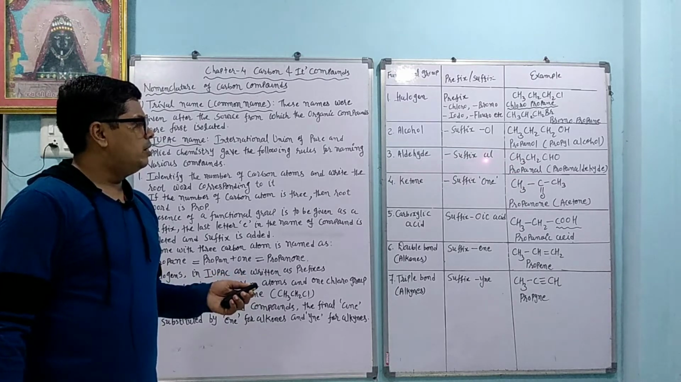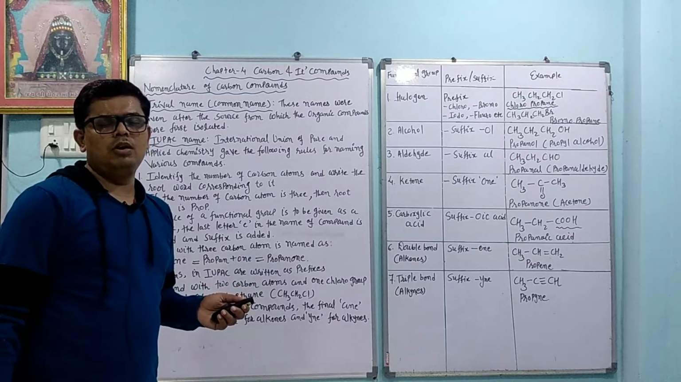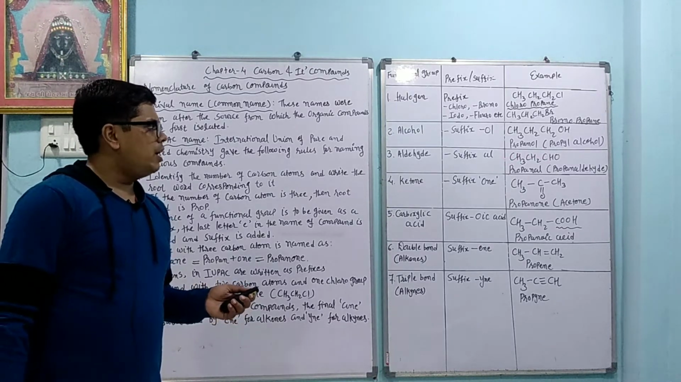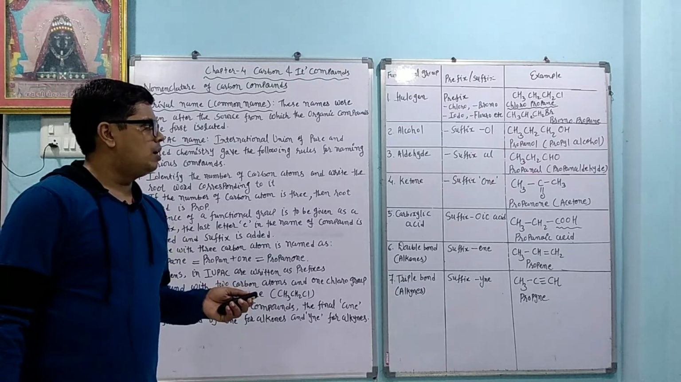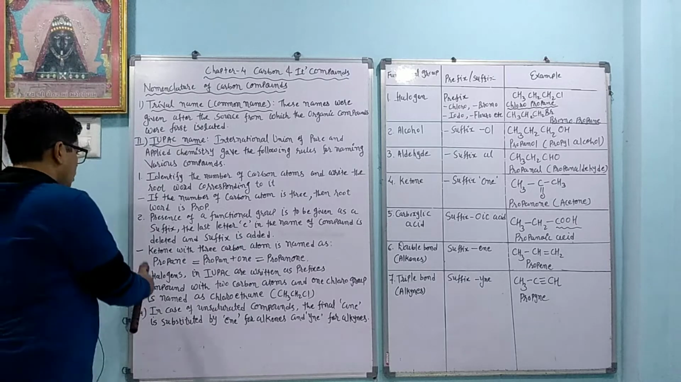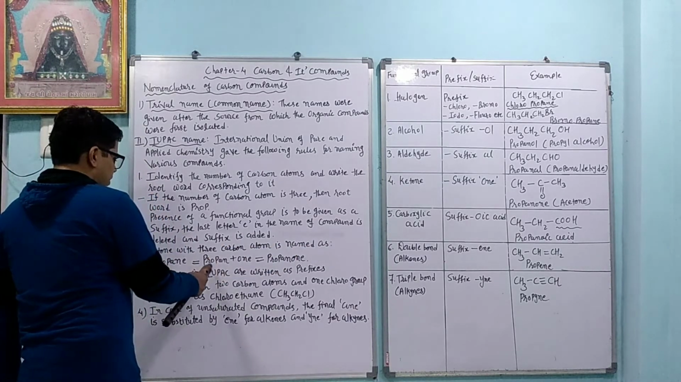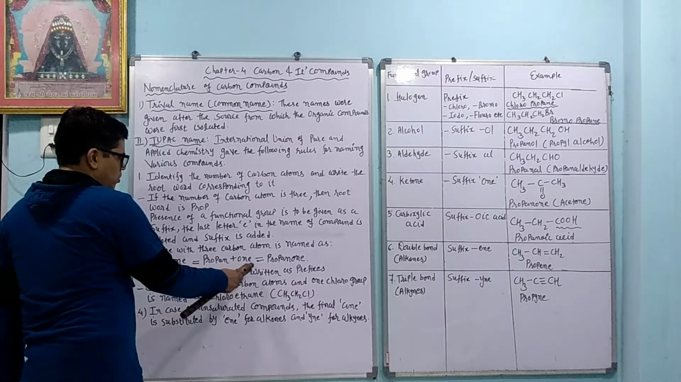Aldehyde. We have to add the suffix al. We first count the number of carbon atoms. 1, 2, 3. 3 means what? Propane, and we add the suffix al, so propanal. Its common name is also different, propionaldehyde. A ketone with 3 carbon atoms is named propanone, that is propane plus one, propanone.